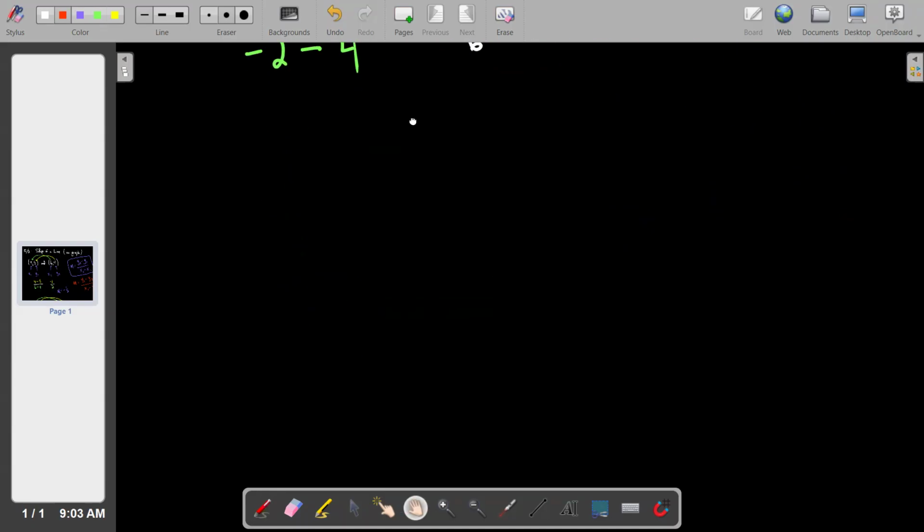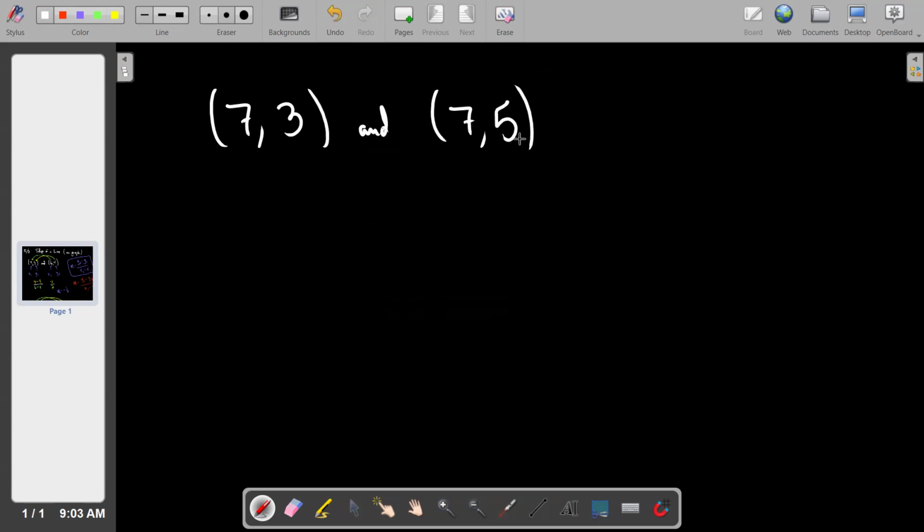Next one. 7, 3, and 7, 5. What's our top going to look like? Perfect. Write that down. So our top is modeled as 5 minus 3. Our bottom is modeled as what?